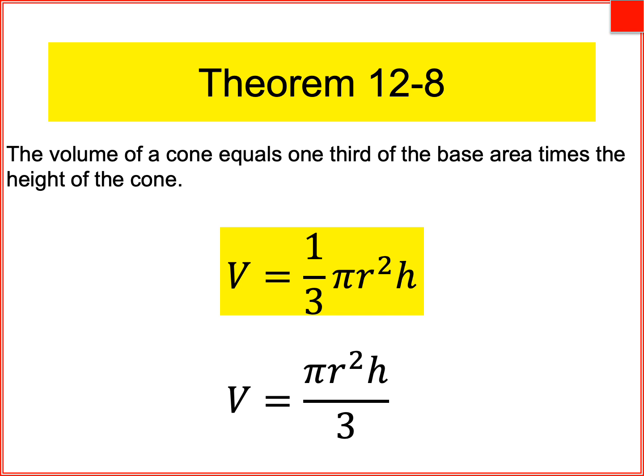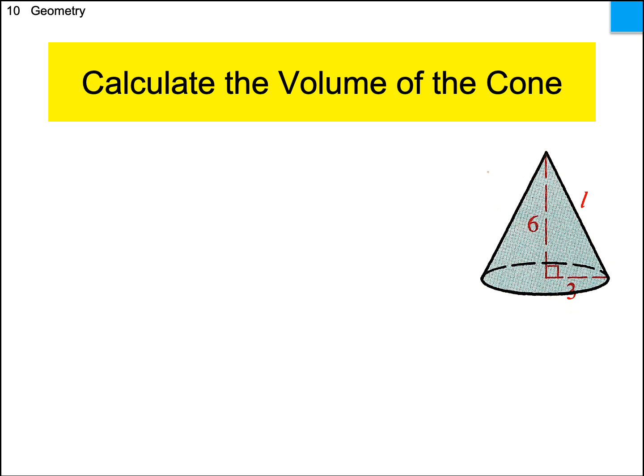Okay, so the volume of a cone equals 1/3 the base area times the height of the cone. The base area is a circle, so it's pi r squared. Let's do one example. This is that same cone. This one isn't that challenging because we already know the radius and the height. So the radius is 3, the height is 6.